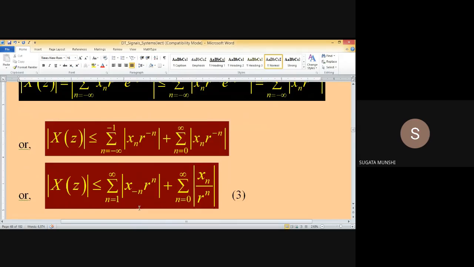So if I change this, instead of minus infinity to plus infinity, I make it 1 to infinity. What change should I introduce here? Instead of x[n], I should write x[-n]. And instead of r to the power minus n, I must write r to the power n. This one I have just rewritten in this form, x[n] divided by r to the power n.